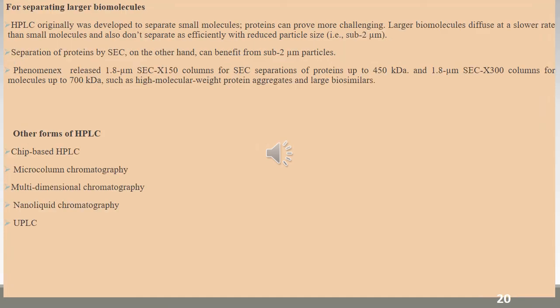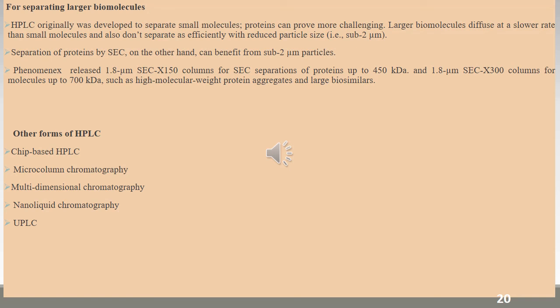Next advancement is for separating larger biomolecules. Originally, HPLC was developed to separate small molecules. Proteins can prove more challenging. Larger biomolecules diffuse at a slower rate than small molecules, and they also do not separate as efficiently with reduced particle size, that is sub 2 micrometer. Separation of protein by size exclusion chromatography, on the other hand, can benefit from sub 2 micrometer particles.